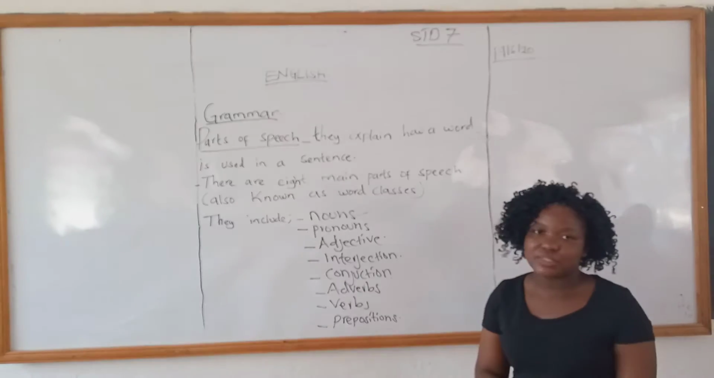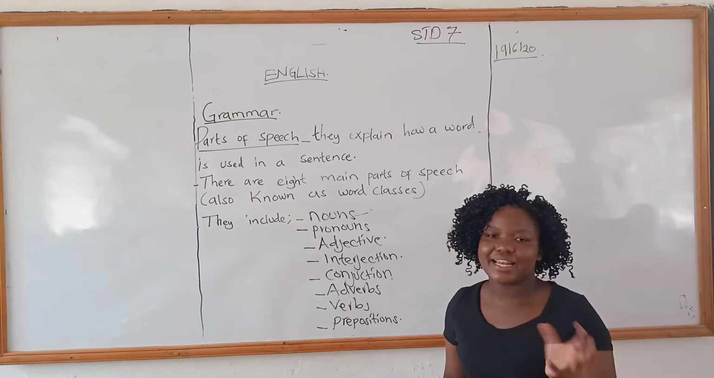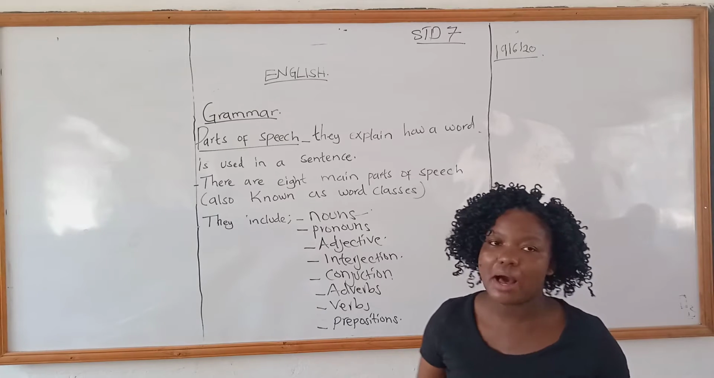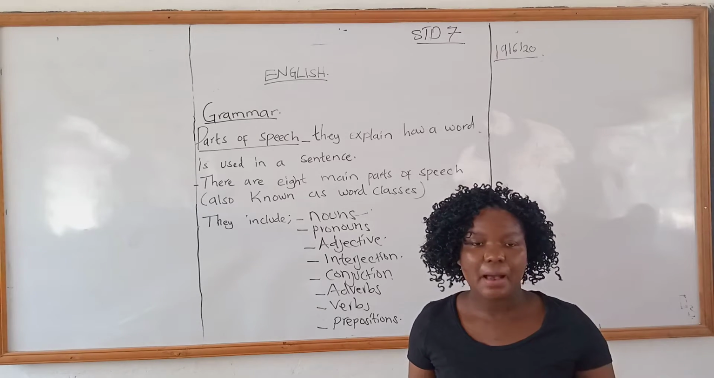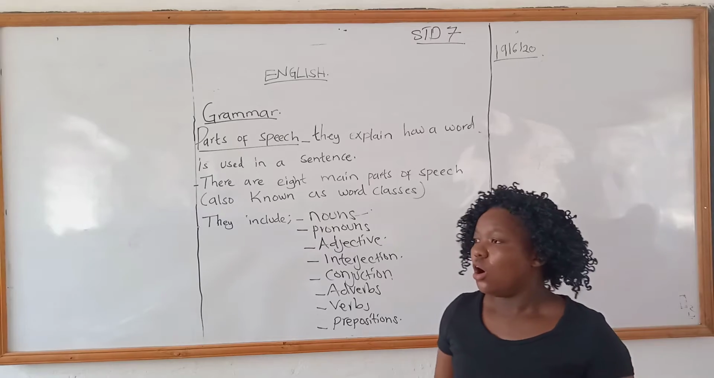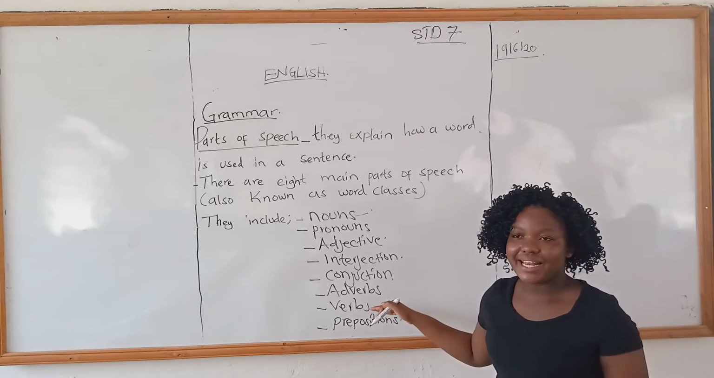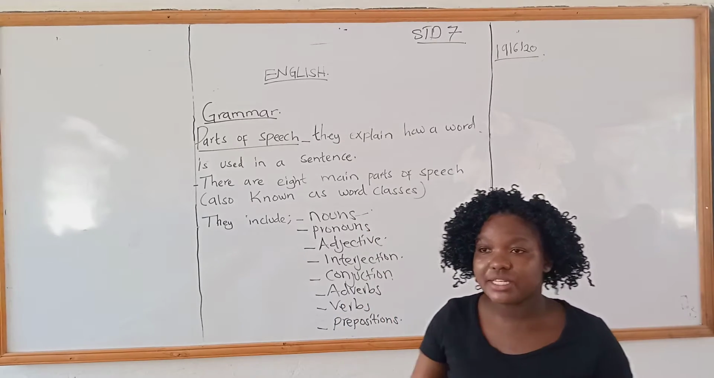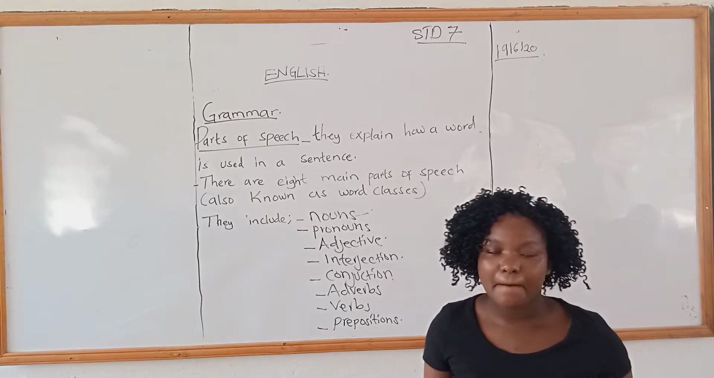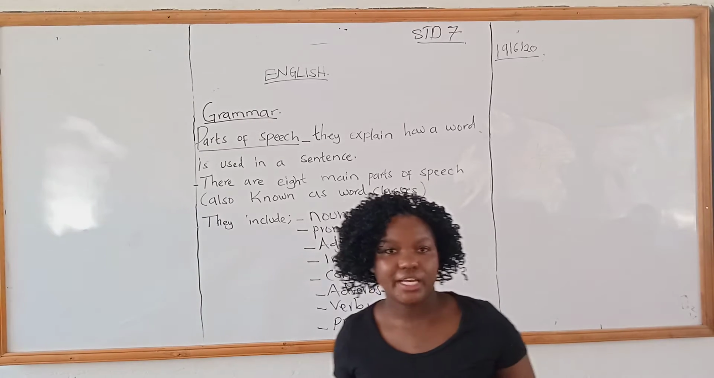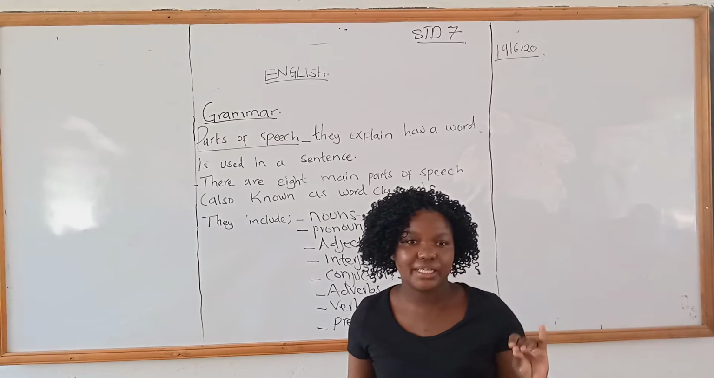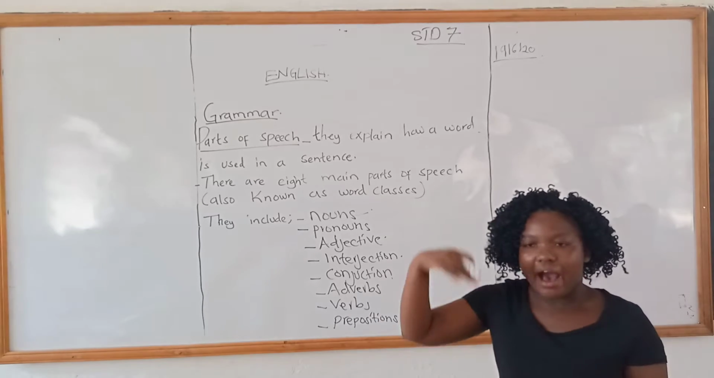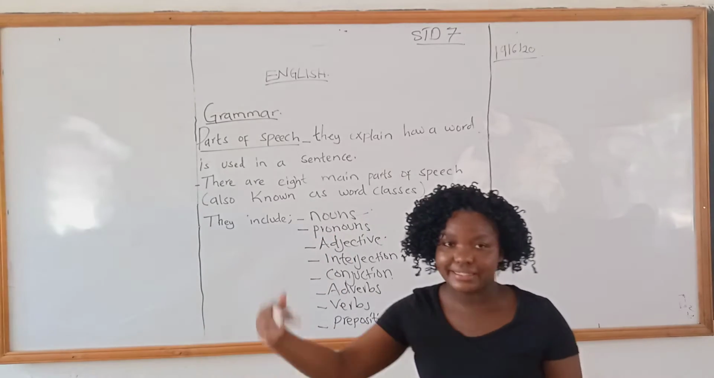Then we have adverbs. Adverbs are words that tell us more about a verb. We all know that a verb is a doing word. Like now, I'm teaching. So teaching there is a verb. An adverb will tell us how that verb is being done. For example, somebody is walking. How is that person walking? Majestically, slowly. So the words majestically and slowly are adverbs. They tell us how a particular verb is being done.